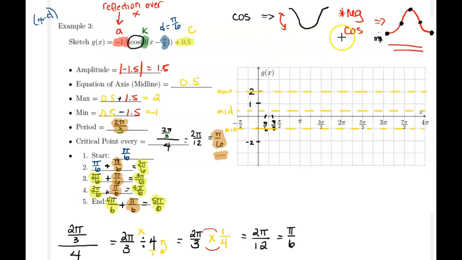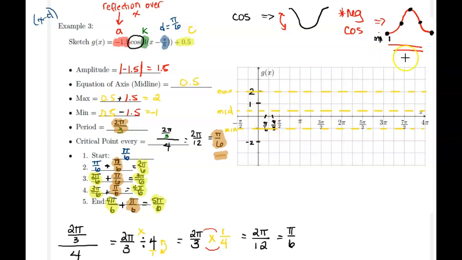Okay, so now we can use the coordinates of our critical points and where they will be on our grid to sketch this function. So my first critical point is going to be at pi over 6, and that will in fact be at my minimum. So pi over 6 is here. It makes my first critical point.